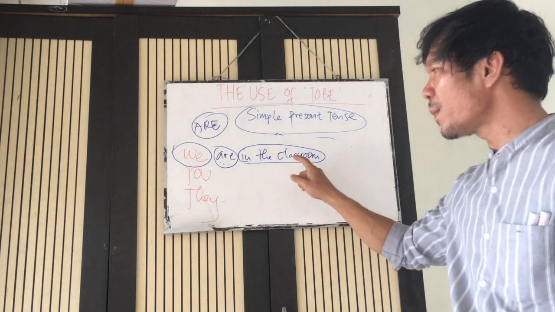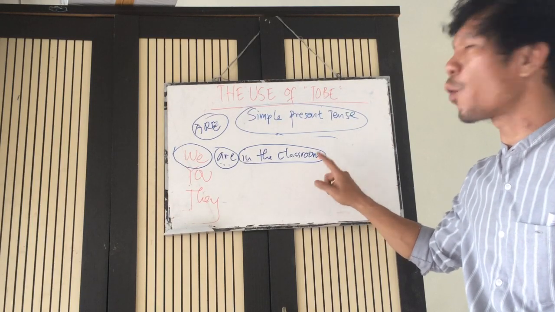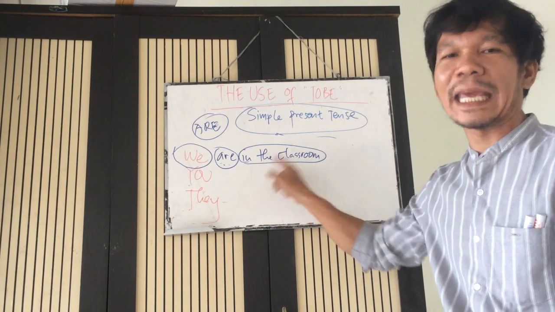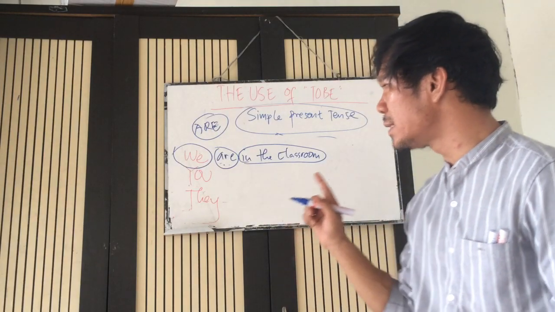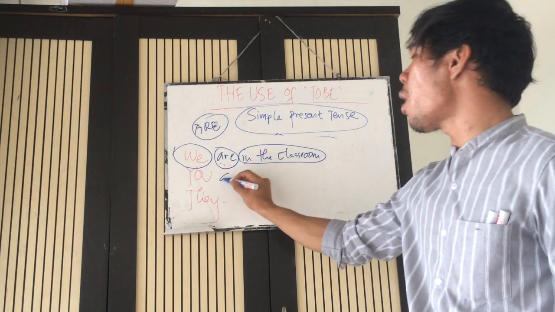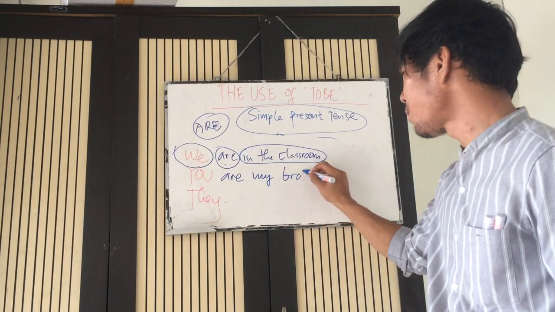So this is not a verb. This is an adverb of place or a preposition of in, right? So we continue to the second example. The subject is you. You are my brother.